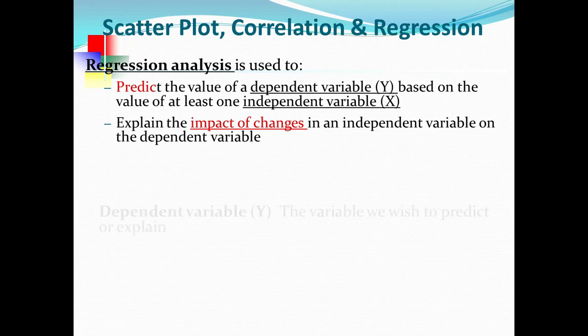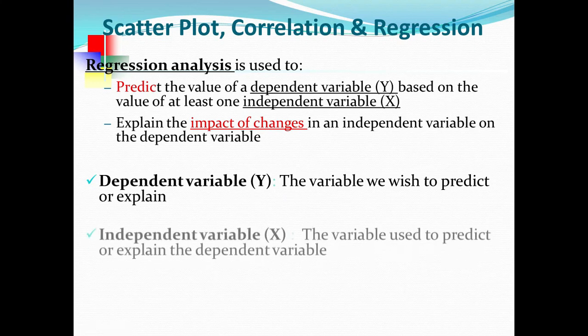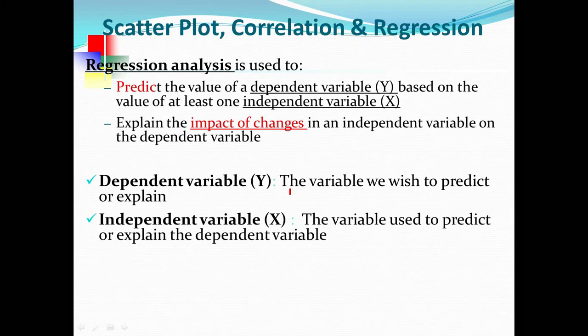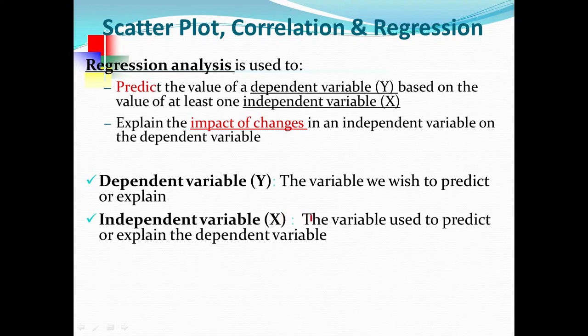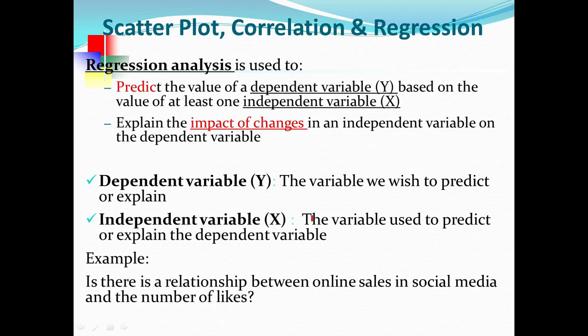In regression, we have to identify two variables. The first one is dependent variable, which is the variable we wish to predict or explain. The second variable is independent variable x, which is the variable used to predict or explain the dependent variable. Let's look at this example. Maybe we have some question. Is there a relationship between online sales in social media and the number of likes?